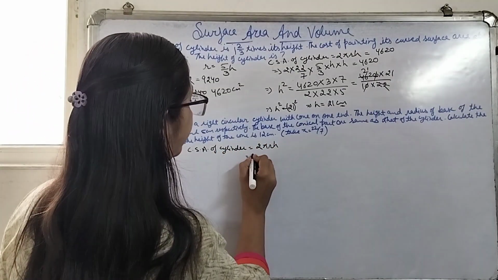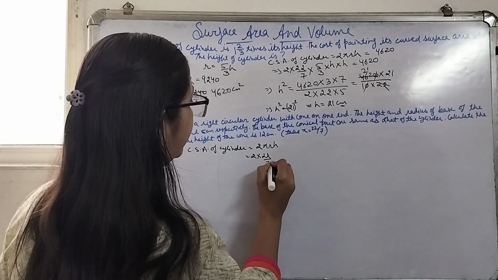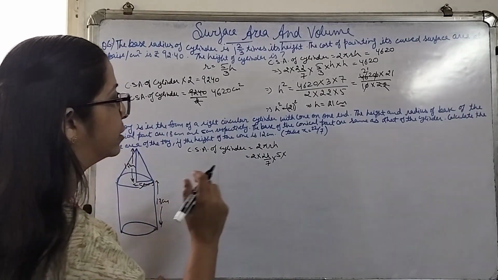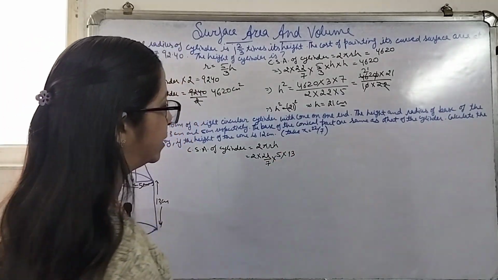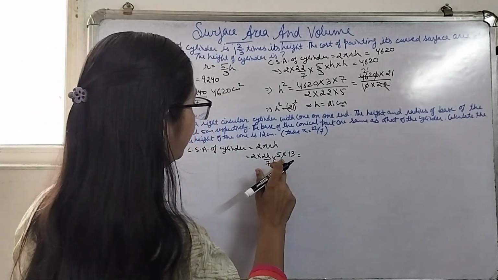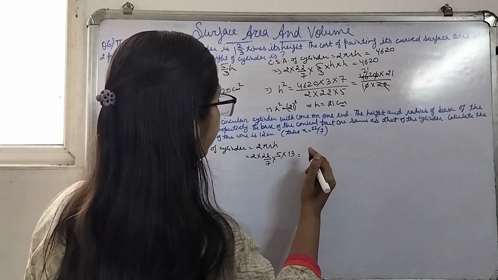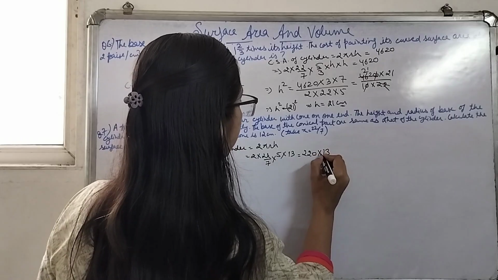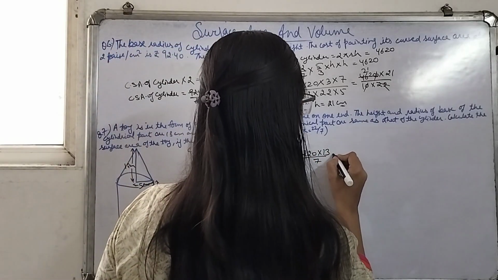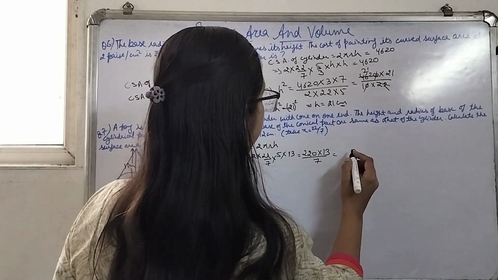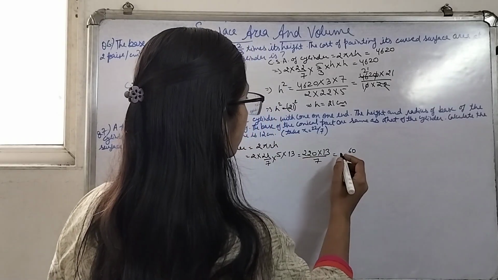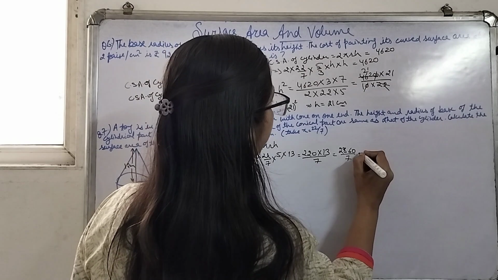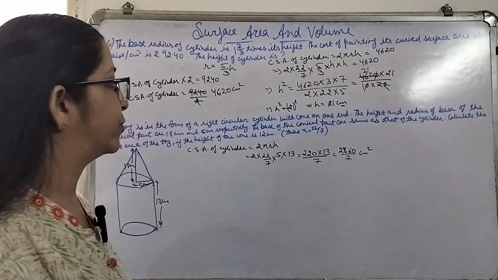So its value will be 2 multiplied by 22 by 7. The value of R is 5 and the value of H is 13. If we solve it further, 5 2s are 10, 10 multiplied by 22 will be 220, multiplied by 13 by 7. So 13 2s are 26, and 13 2s are 26, 2860 by 7. This much centimeter square is the curved surface area of the cylinder.